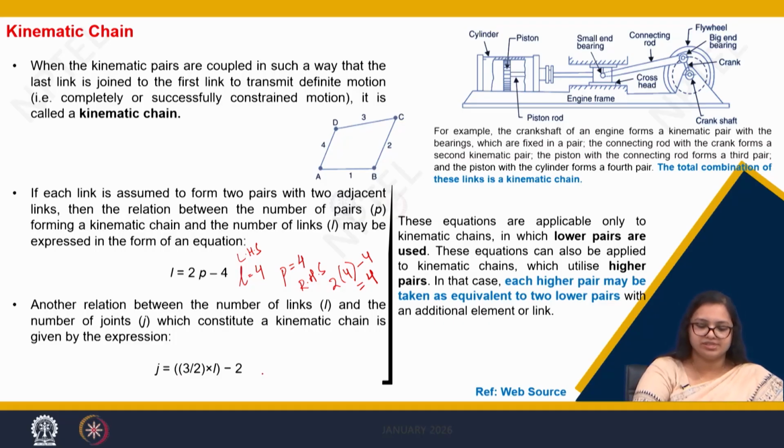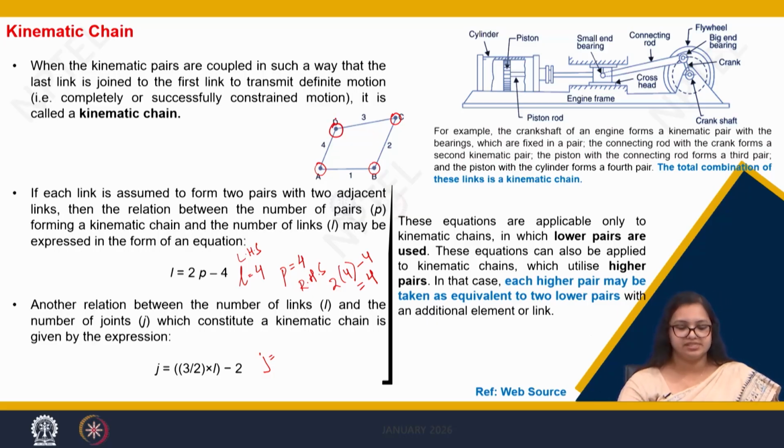However, let us come to the second thumb rule, where we have this expression which needs to be satisfied, where J is the number of joints. What do we consider as the number of joints? Here we can see A, B, C and D. They are the number of joints. To be specific, they are the number of binary joints, which here is 4. So here A, B, C, D, there are 4 joints.